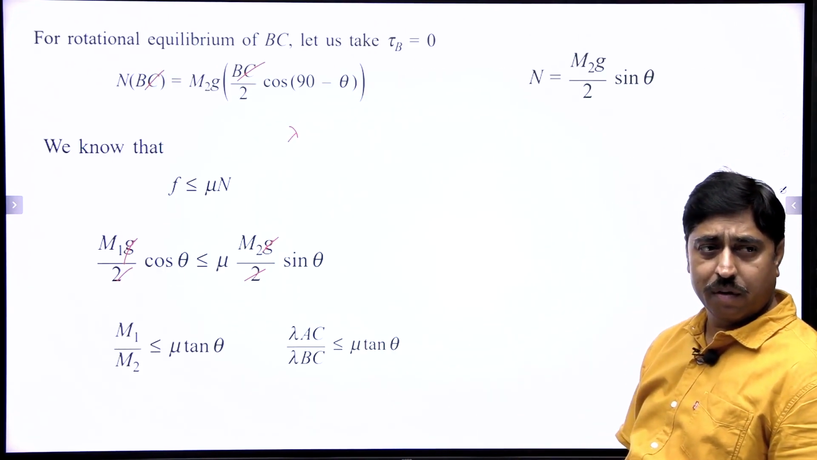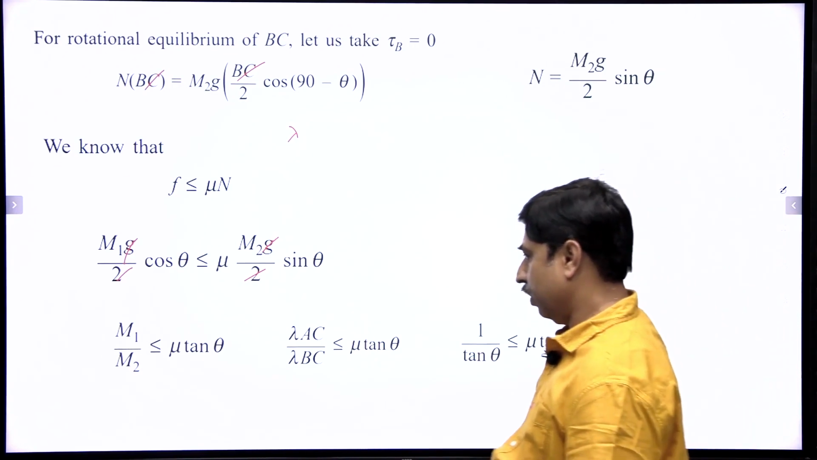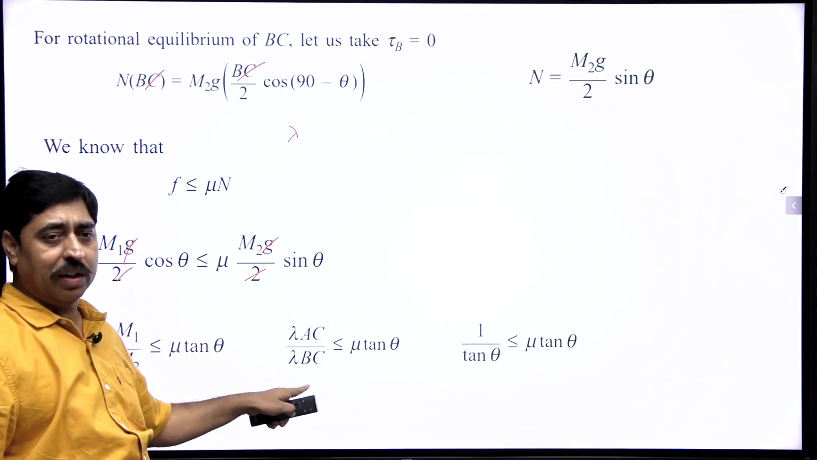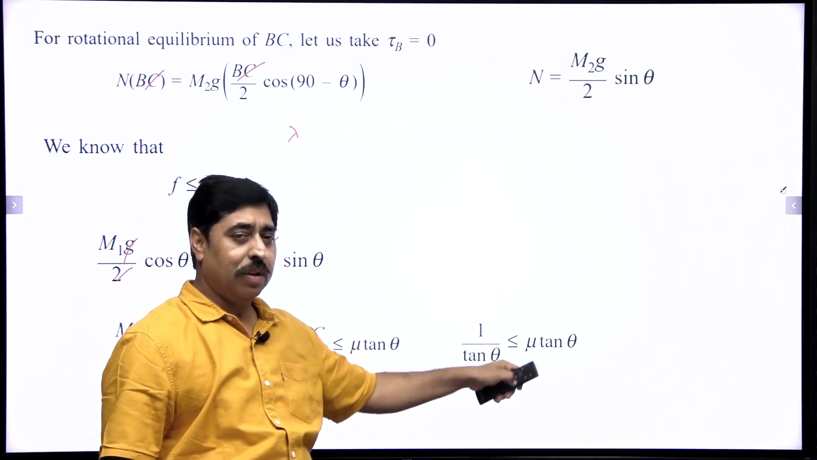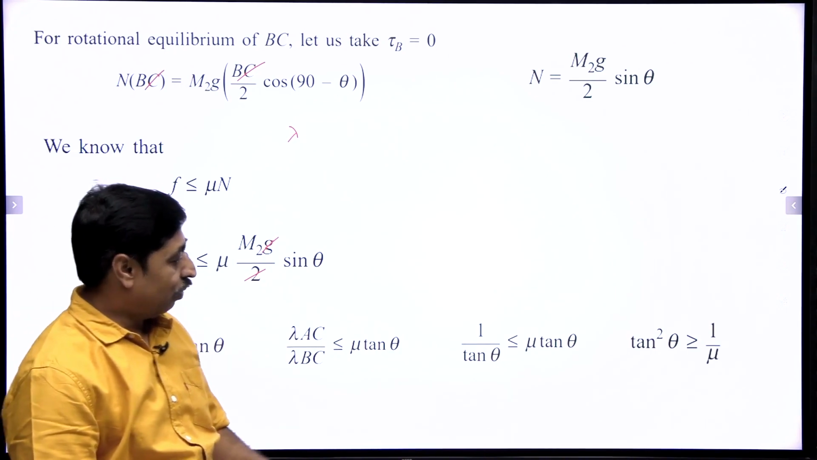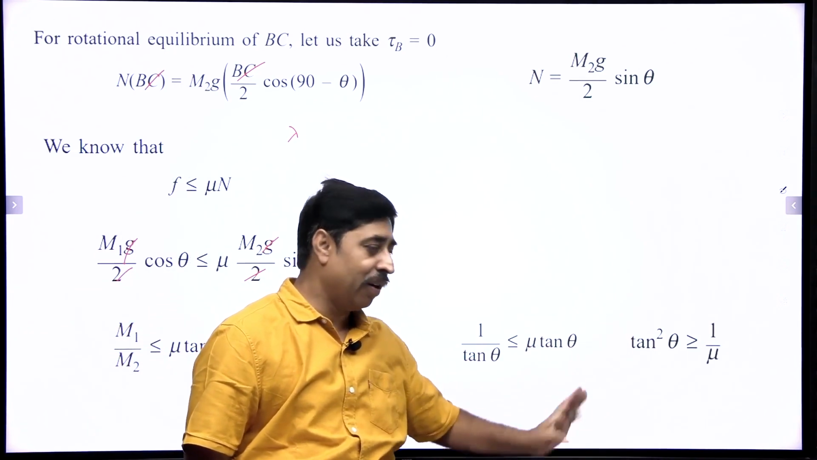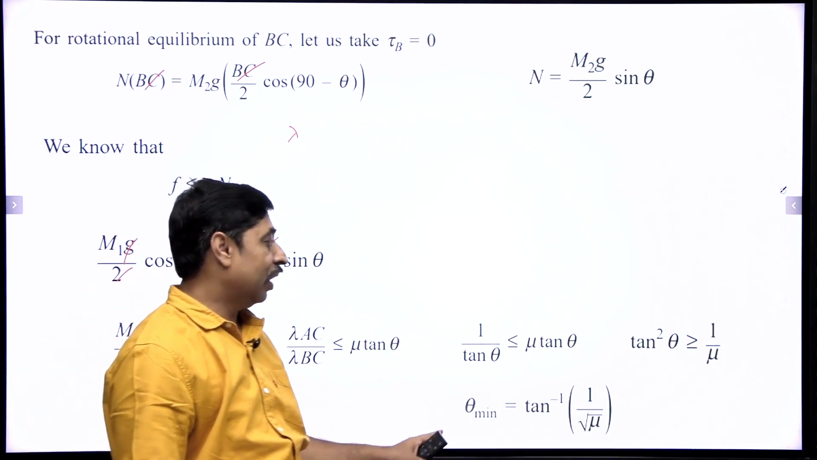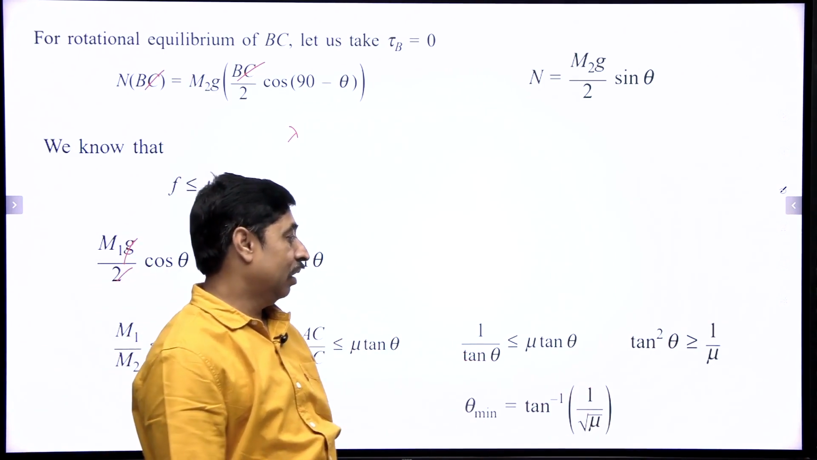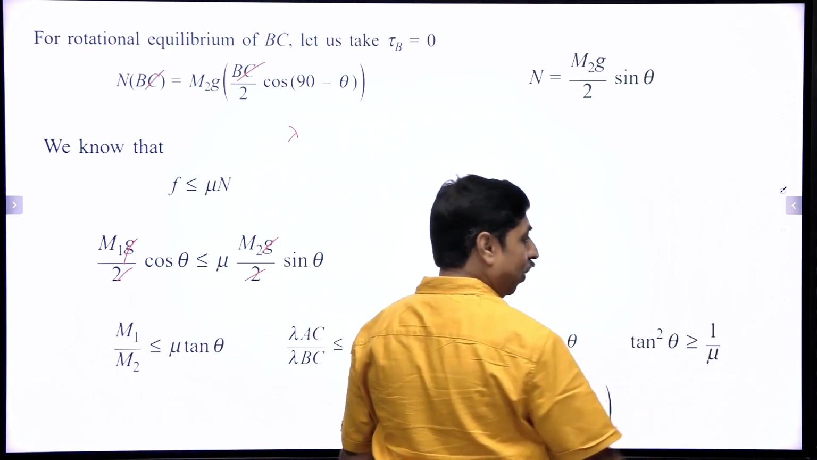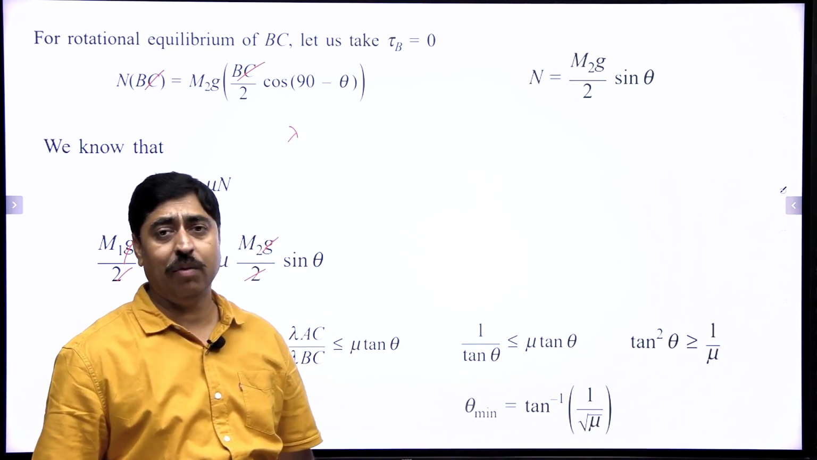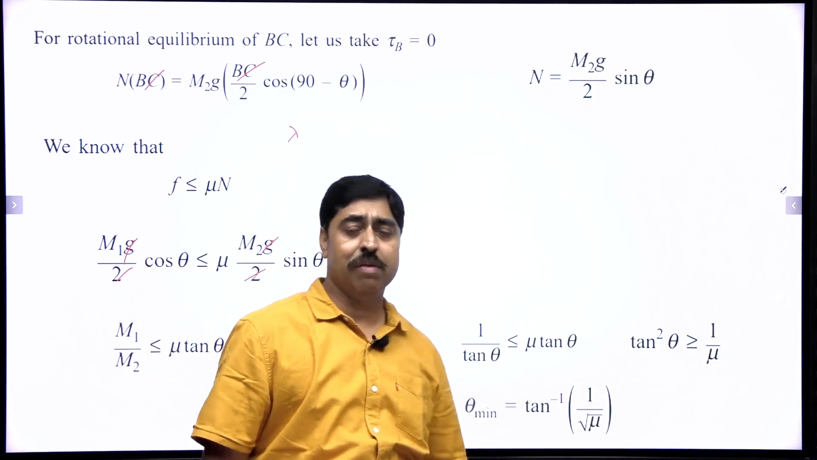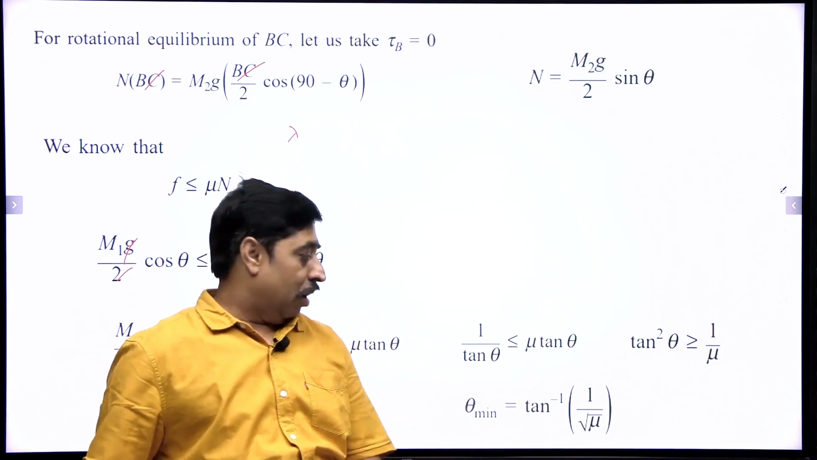So now you can do that substitution. AC by BC is cot theta, which is 1 upon tan theta. Basically lambda goes away. So this is the equation that you get, and next you can write it as tan square theta is greater than or equal to 1 upon mu. Therefore you can write that the minimum value of tan theta is 1 by root mu. Therefore theta minimum is tan inverse 1 upon root mu.